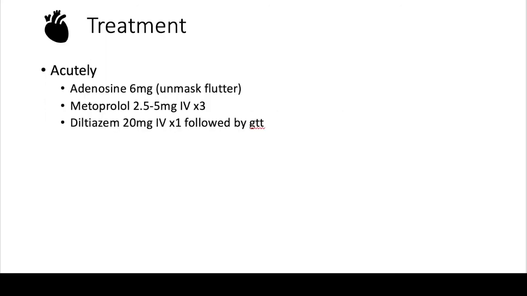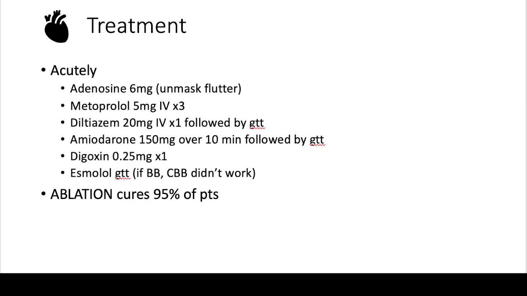The treatment for atrial flutter is the same as it is for AFib, so you can use metoprolol, diltiazem, amiodarone, digoxin or esmolol. But sometimes if these flutters are 2-to-1, or even 1-to-1, it might look like SVT because it's a narrow complex tachycardia. So these patients might get adenosine. When they get adenosine, during that pause you see the sawtooth P waves, and that's when you have the diagnosis.